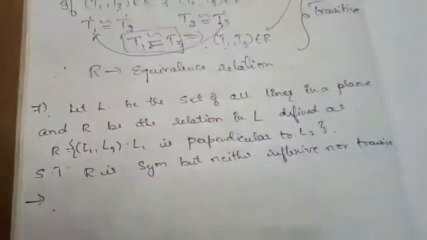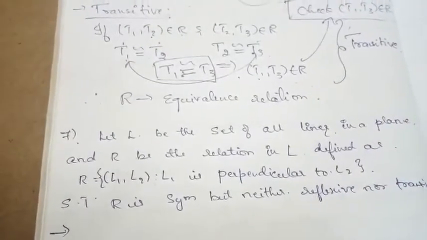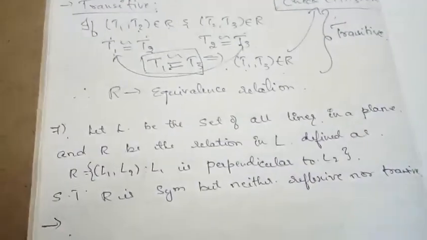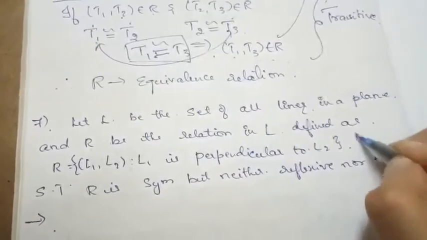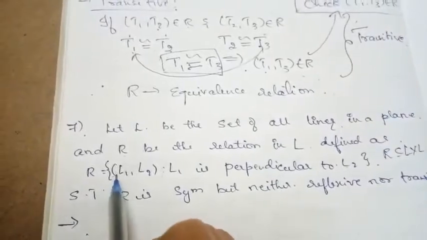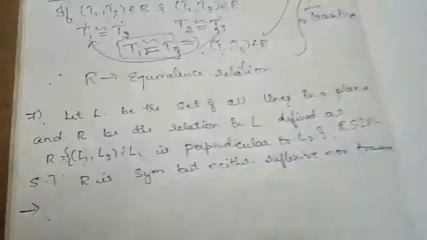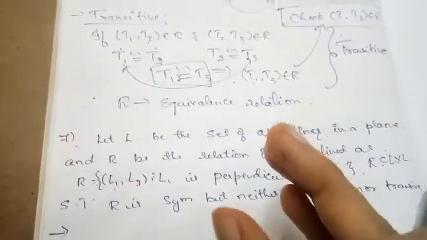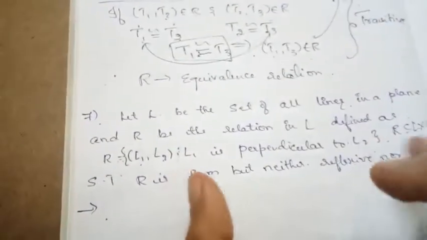So here is the next question. Let L be the set of all lines in the plane. They have considered one plane consisting of all the lines, and we are calling that set of all lines L. The relation is defined on L. R is the relation on L cross L, defined as R equals (L1, L2) such that L1 is perpendicular to L2. So if I take any two lines in the ordered pair, then L1 is perpendicular to L2. This will be the relation.